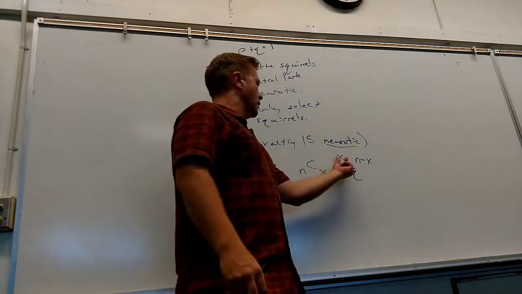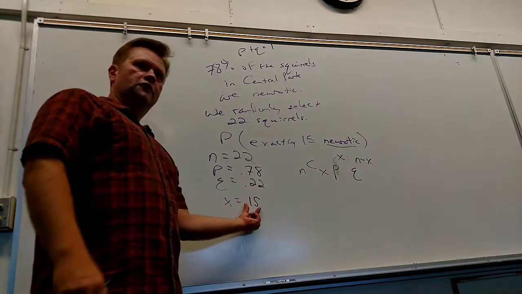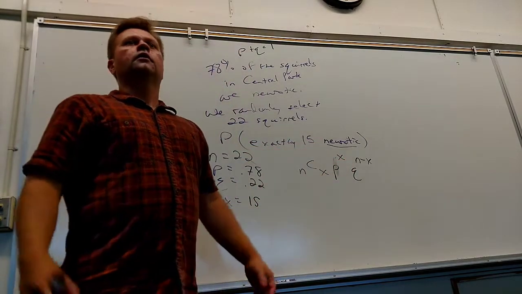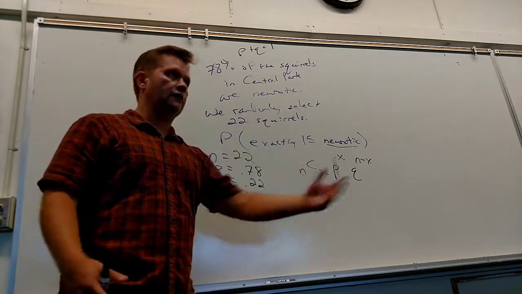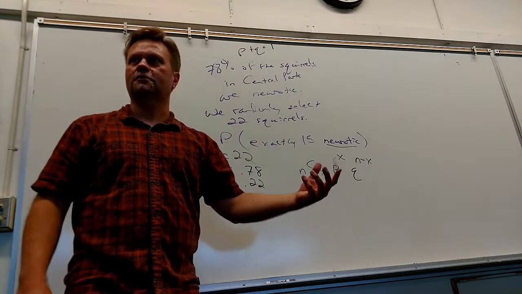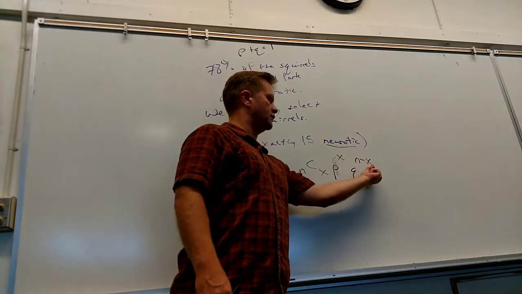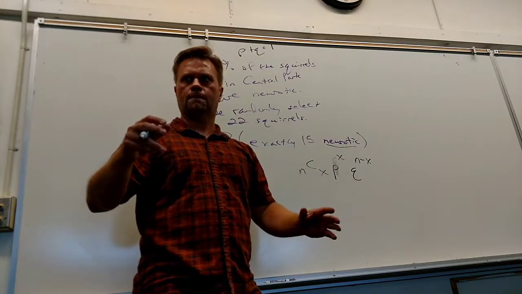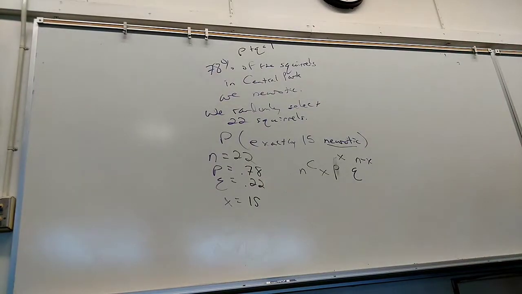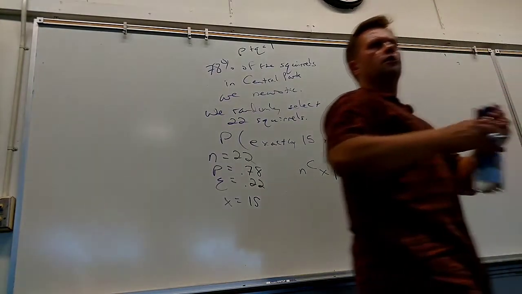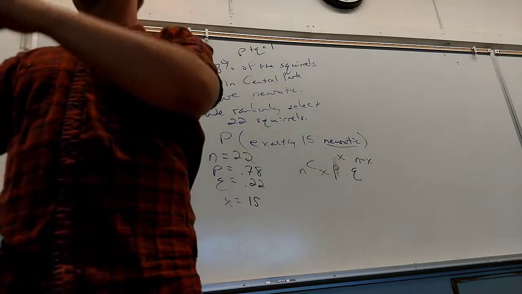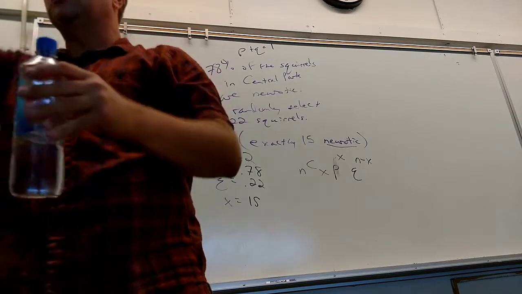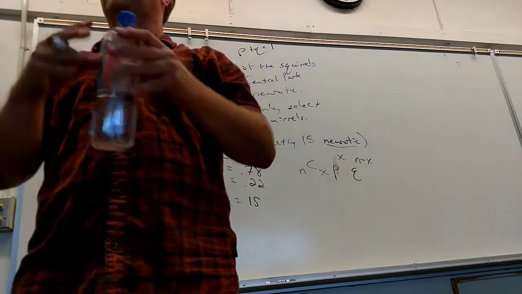But in this case, how many successes do I want? 15. So how many failures am I going to have? 7, because there are 7 squirrels left. This says 22 minus 15 would be 7, so that just means the rest. What does the C stand for? Choose. It's related to the number of ways to choose a certain number out of a bigger number of things. So the number of ways I can choose 2 people out of that row of 8 would be 8 choose 2.